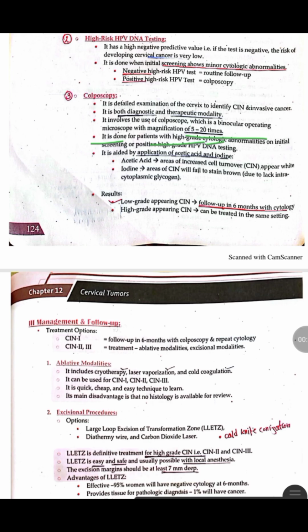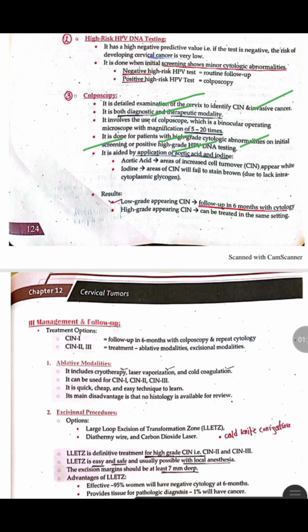This test involves the application of acetic acid and iodine, and areas of increased cell turnover, the CIN, will appear white on the application of acetic acid, and on iodine the area of CIN will be pale and fail to turn brown. So colposcopy is used to identify the CIN and the invasive carcinoma, and it is both diagnostic and therapeutic. It is done in a patient who has high-grade cytological abnormalities on the screening test, or who shows high-grade human papilloma virus DNA testing.